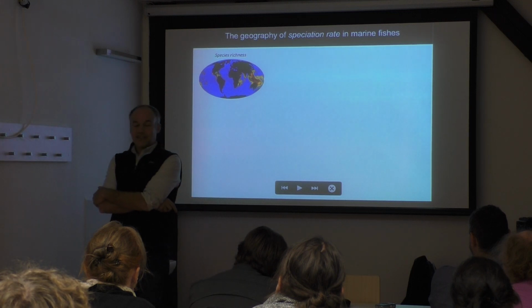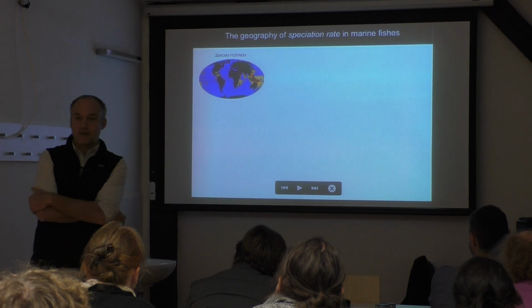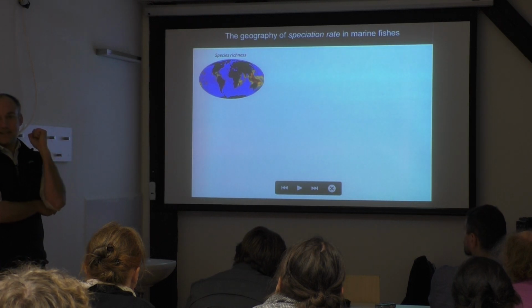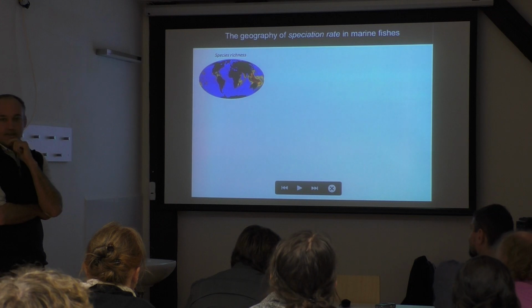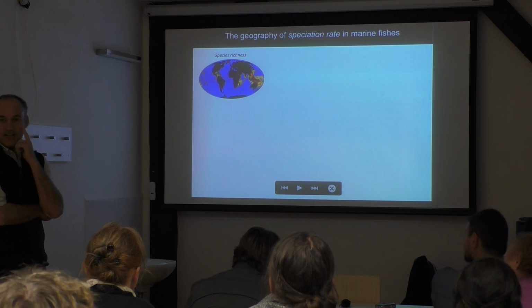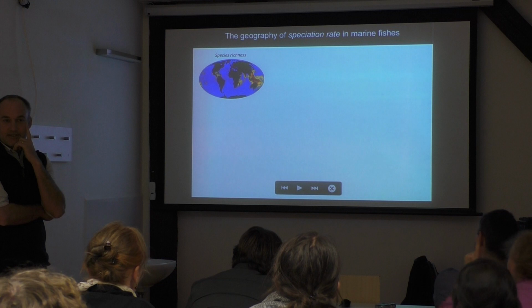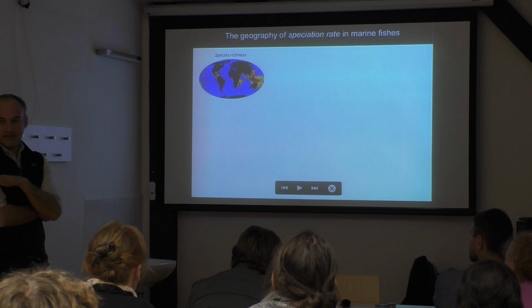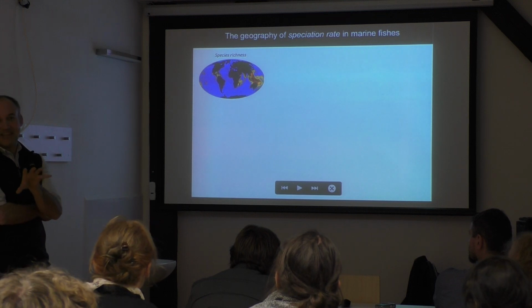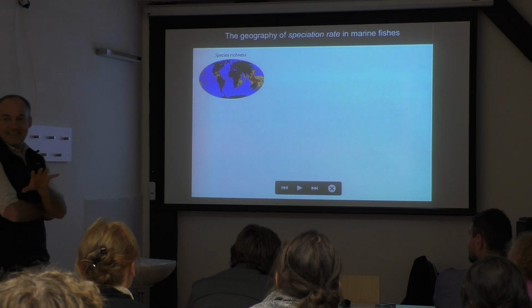If you haven't seen this result before, how many of you think it's going to be faster speciation in the tropics? Who thinks it's going to be faster speciation outside of the tropics? Who thinks the data are going to be ambiguous? No result, which is probably the most likely a priori outcome. So, yes.